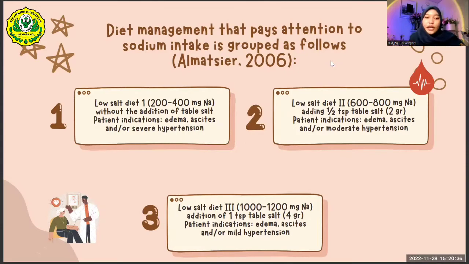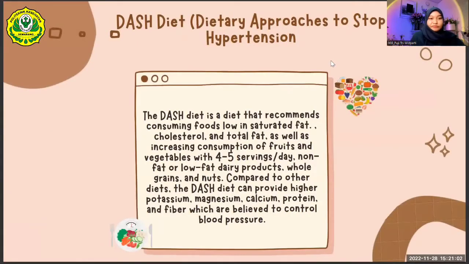And the last is low salt diet 3, which is 1000 until 1200 mg natrium. Addition of 1 tsp table salt or 4 grams, with the patient indications of edema, ascites, and or mild hypertension.